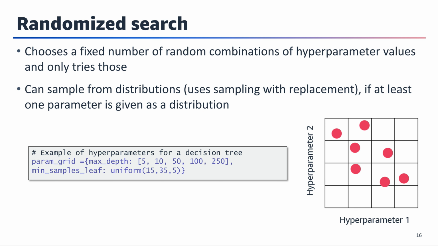Randomized search also has the ability to sample from distributions if at least one parameter is given as a distribution, using sampling with replacement. For example, in the case of a decision tree, the hyperparameters could include the maximum depth, which can be specified as a list of values, and the minimum number of samples required at a leaf node, which can be given as a uniform distribution. The slide illustrates how randomized search randomly selects combinations of hyperparameter values from the specified ranges or distributions.